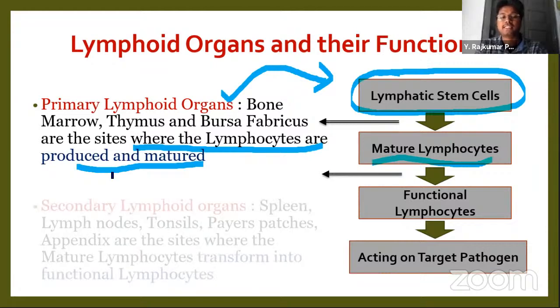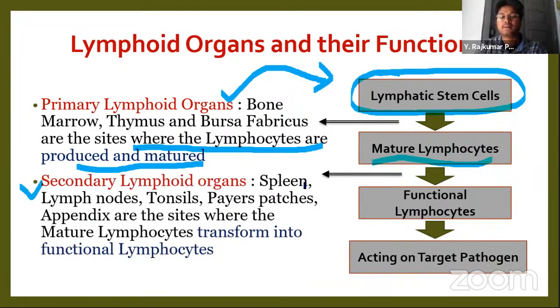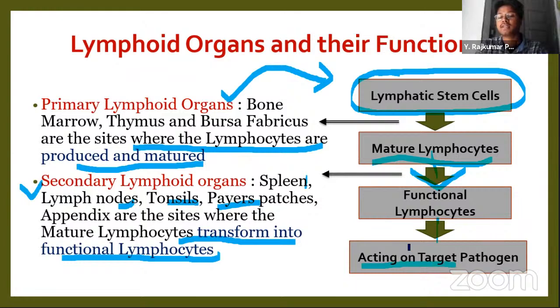And the secondary lymphoid organs, examples spleen, lymph nodes, tonsils, Peyer's patches, are the sites where mature lymphocytes transform into functional lymphocytes. So after maturity, they become functional. That means they act upon the disease causing organisms to kill them. After becoming functional lymphocytes, what do they do? They act upon the target pathogen. Pathogen means disease causing microorganism. These are the lymphoid organs and their functions.